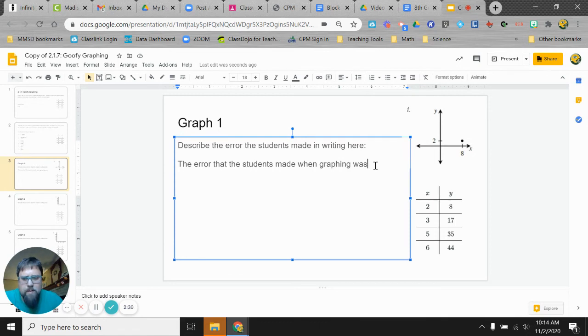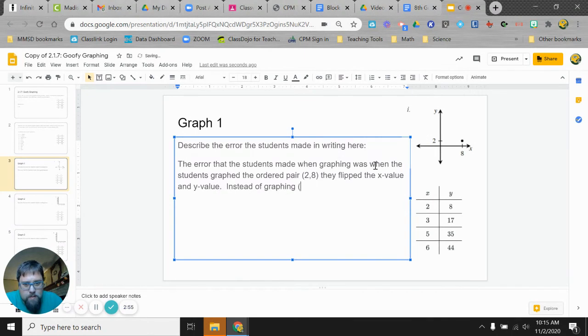So I'm going to try to say what they did. When the students graphed the, here's a vocabulary word, ordered pair 2, comma 8, they flipped the x value and y value. More vocabulary. Instead of graphing 2, 8, they actually graphed the point, another vocabulary word, 8, comma 2. So there is their mistake.